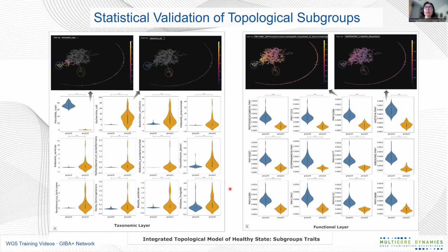So to conclude, from a topological point of view, the healthy state is not a single homogeneous state, but rather a spectrum of states with characteristic composition and function. So I believe this is important to be taken into account when comparing with disease cohorts.